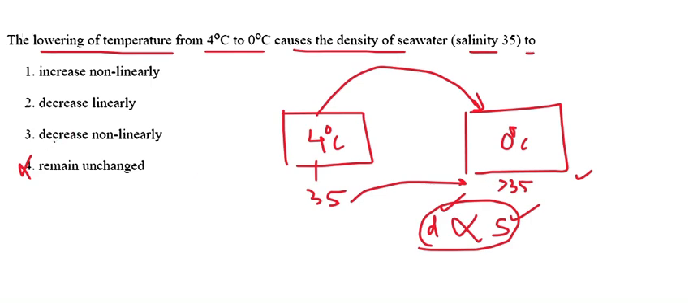So it increases, so it means these options are wrong. So the correct option is increase non-linearly. There is no straight line, okay, to decrease the salinity, okay. So in this way we have to solve the questions.